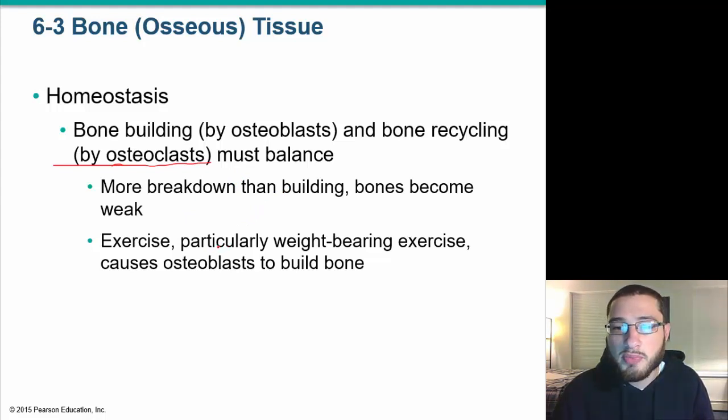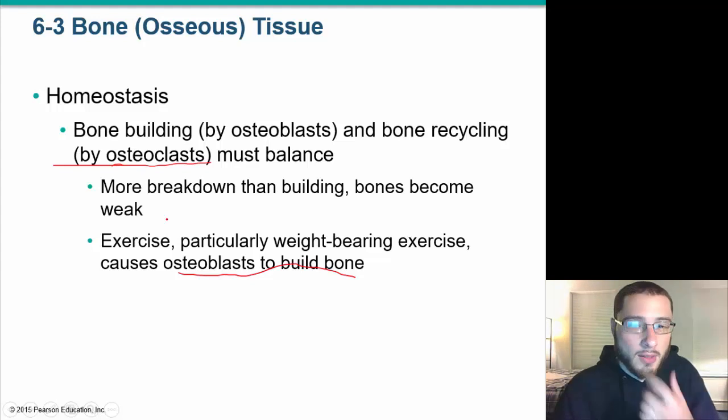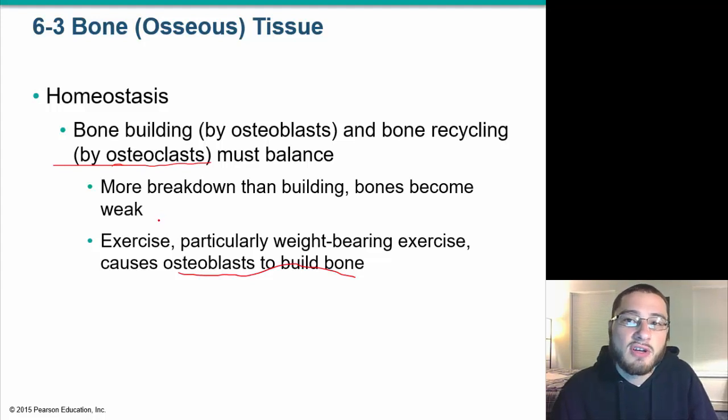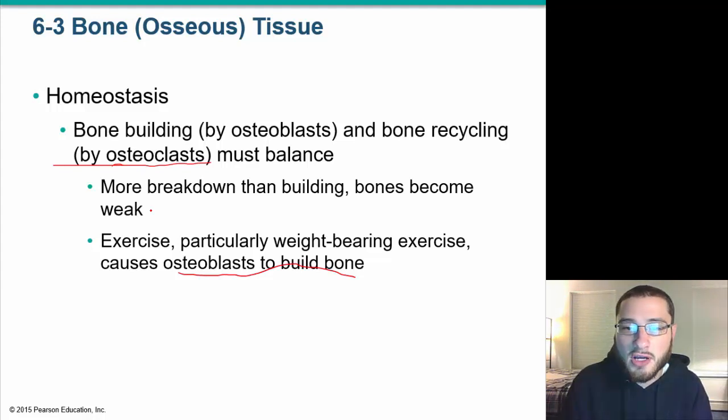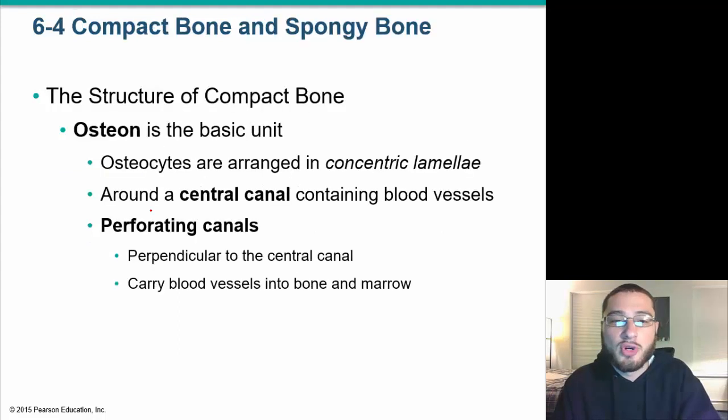Exercise, particularly weight-bearing exercise, causes osteoblasts to build bones. So people that are very active are going to have strong bones. People that are not so active, like grandma, we're going to see that they have weak bones. Beyond the fact that grandma could get osteoporosis, she also has to make sure that she's exercising, because even without osteoporosis, her bones can get weak because she's not really working out. She's not doing any weight-bearing exercises, and those bones get weak. Bones are going to react to the stresses that are put on them. If no stress is put on them, then they're not really going to look to constantly build new bone.